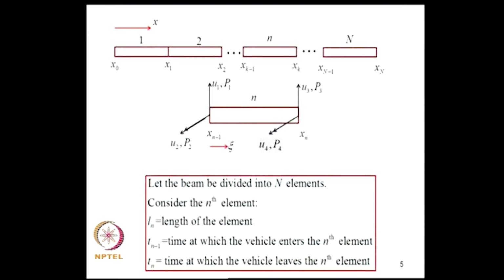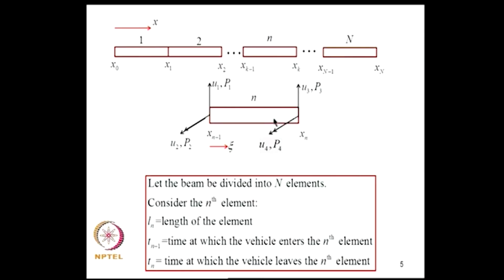So, we discretize the beam into a set of capital N elements, and for an nth element the coordinates are x n minus 1 and x n. We model this element with a two noded Euler-Bernoulli beam element with 2 degrees of freedom per node. u1, u2, u3, u4 are displacements, p1, p2, p3, p4 are the corresponding stress resultants.